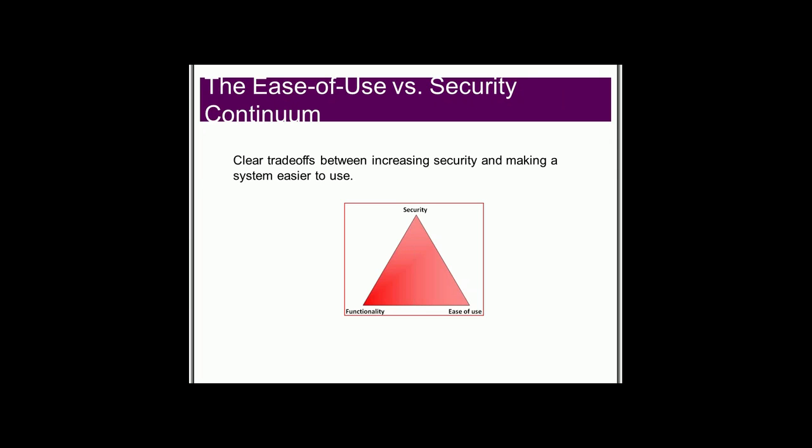Now we have to have a balance between the ease of use for those different users and our security continuum. How much security do we want inside our organization? In general, as I have on the slide, we know that there's a clear trade-off between increasing the security that we have and making our system easier to use.